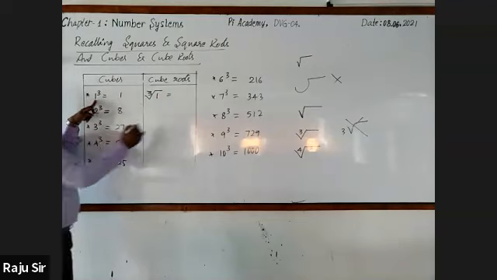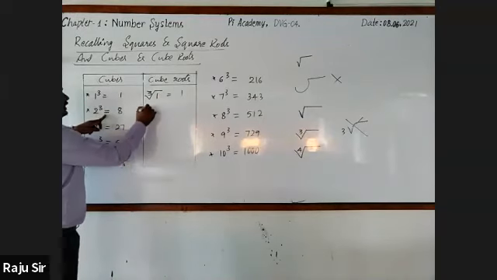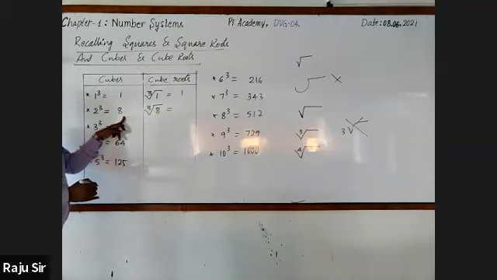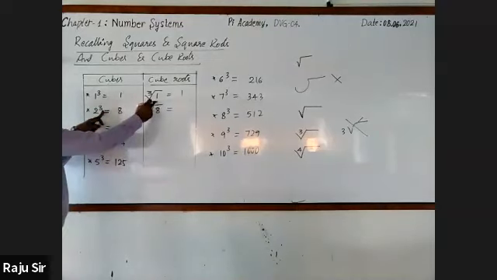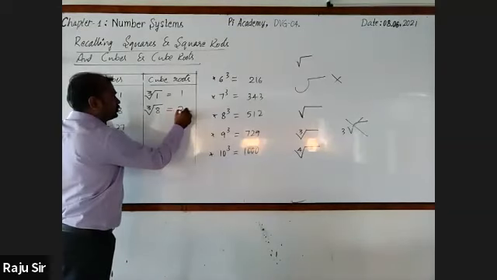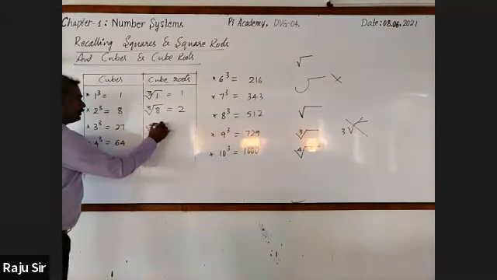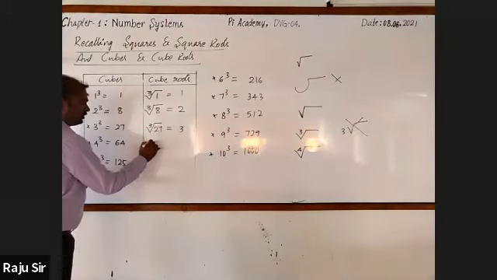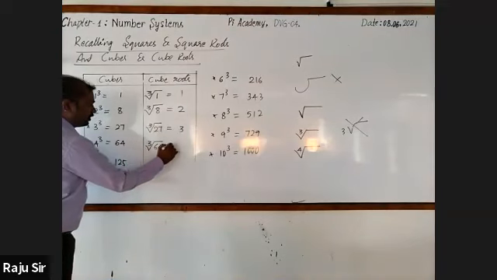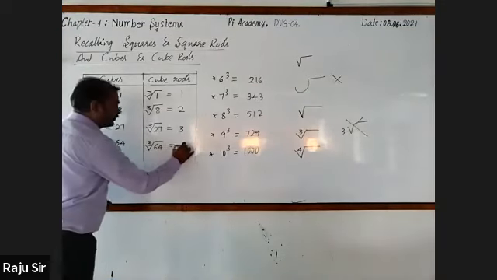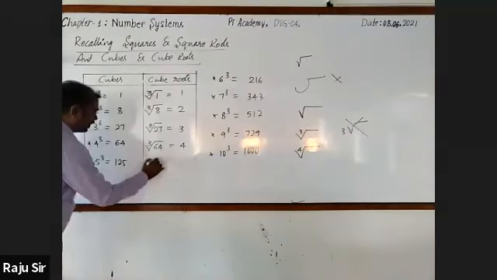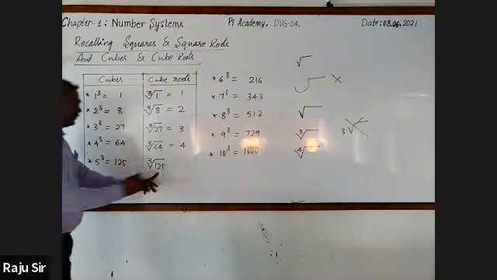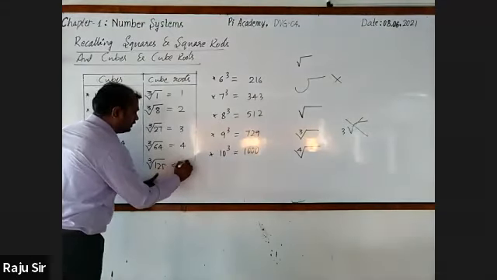Cube root of 1 means 1. Then cube root of 8. 8 is 2 cube, and the cube and the root 3 get cancelled. It is 2. Cube root of 27 is 3. Cube root of 64. It is 4 cube. Therefore, it is 4. Cube root of 125. 125 is 5 cube. Therefore, cube root of 125 is 5.